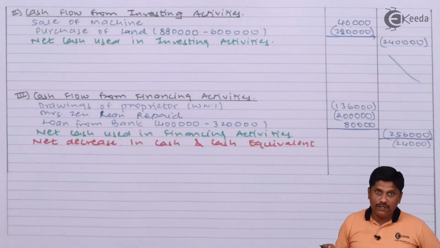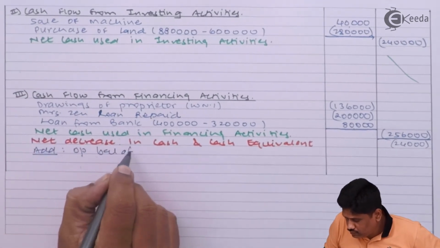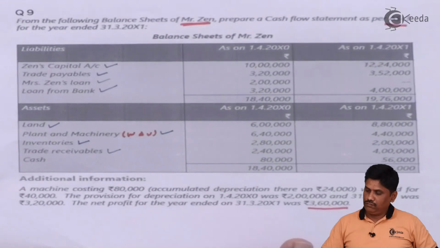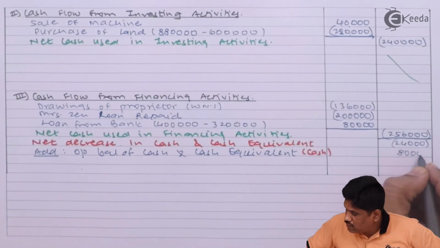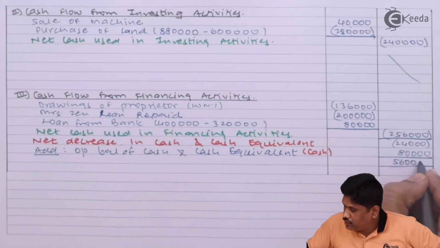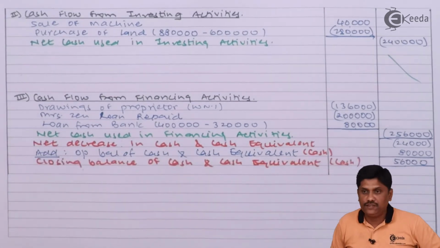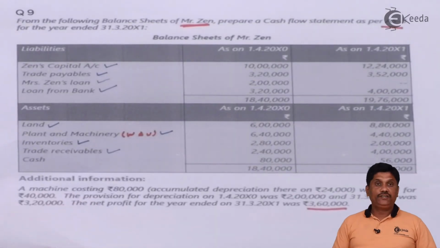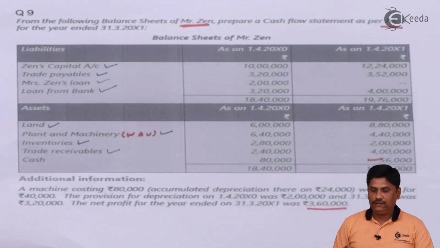I will add the opening balance of cash and cash equivalent. They give you only cash which is 80,000 at the beginning. So your closing balance of cash and cash equivalent will be 56,000. Now you can cross verify this 56,000 in your balance sheet. Question ka balance sheet check karo students. Closing cash balance 56,000. So technically we have solved the question correctly.